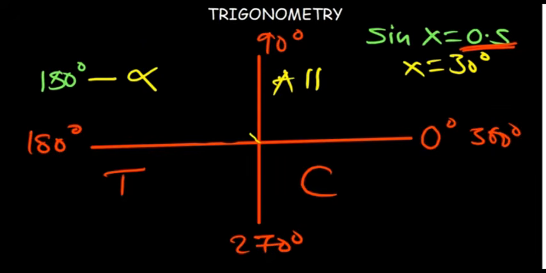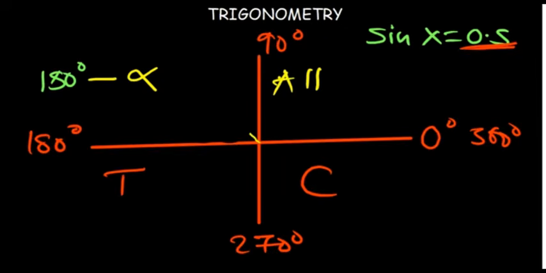So if you have 30 there, it implies that 180 minus 30, which is basically going to be equivalent to 150, is also a solution. You can grab your calculator and try that. Sine 150 is also going to give you 0.5 or 1 over 2, which is true. Okay, very important for you to understand that.